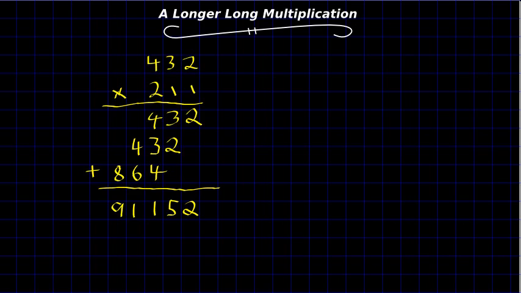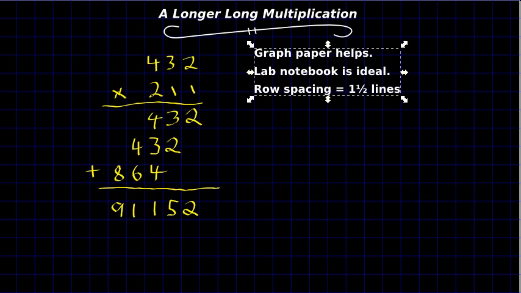First of all, it's really important to keep things lined up in columns. And graph paper helps with this. Actually, the ideal thing is a lab notebook, which is a bound book where every page is graph paper. That keeps everything all in one place.